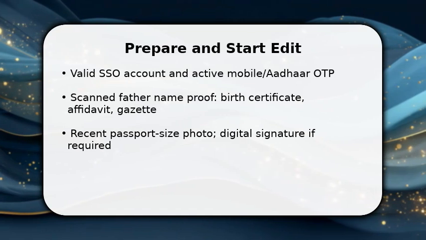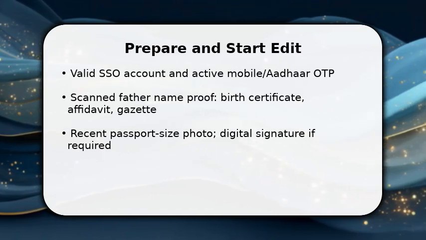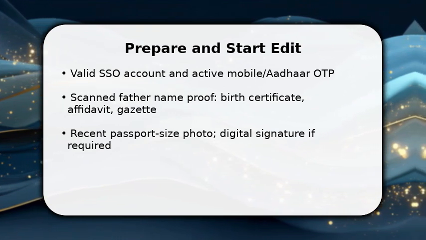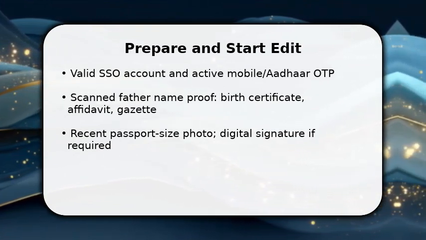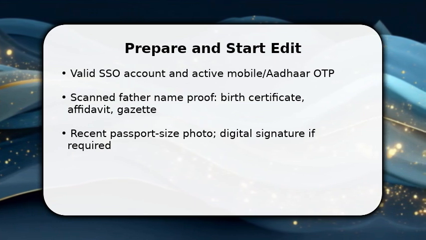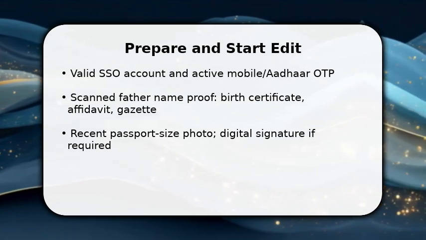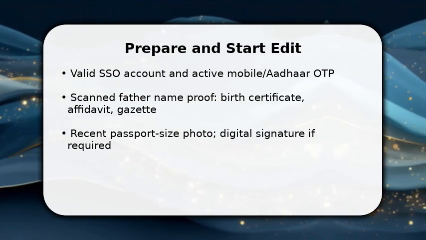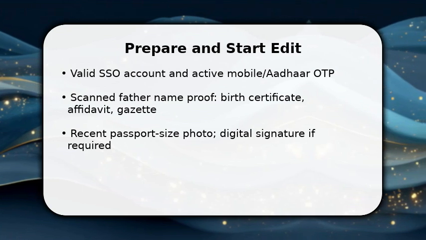You begin by confirming prerequisites: active SSO login, a clear scanned father name proof, and a working mobile for OTP. Once ready, sign in and navigate to the Profile or Citizen Details section, then choose Edit Details or Name Correction. Make sure to select Father Name specifically. This targets the change request.